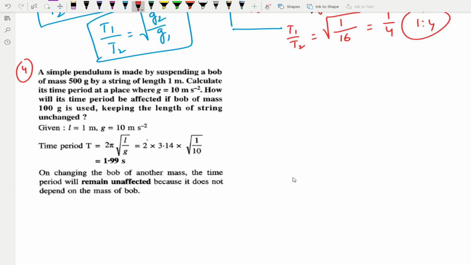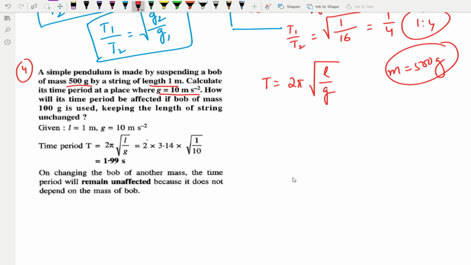Okay, now the last example, example number 4, says a simple pendulum is made by suspending a bob of mass 500 gram. So there is a simple pendulum whose mass is 500 gram and its length is 1 meter. Calculate its time period at a place where g is 10 meter per second square. So time period is 2 pi root over L by g. The value of mass is given as 500 gram. We won't be using this value.